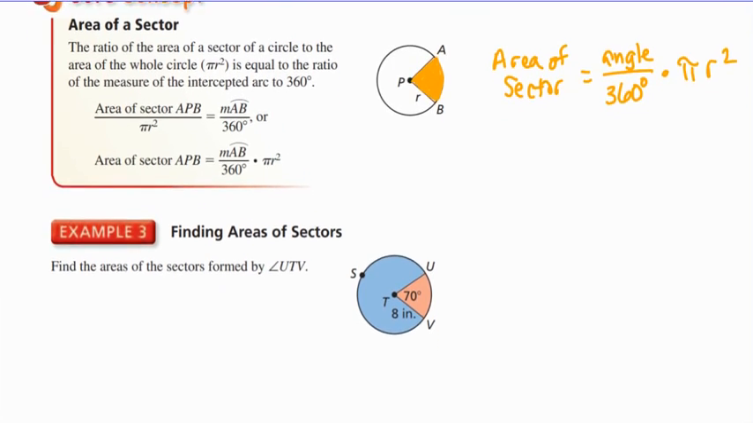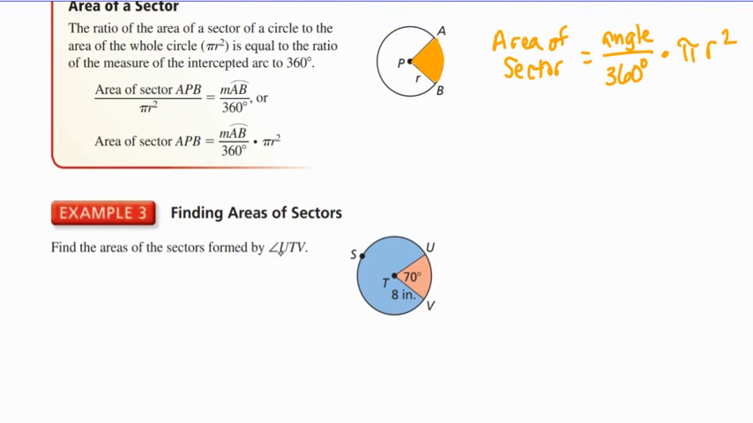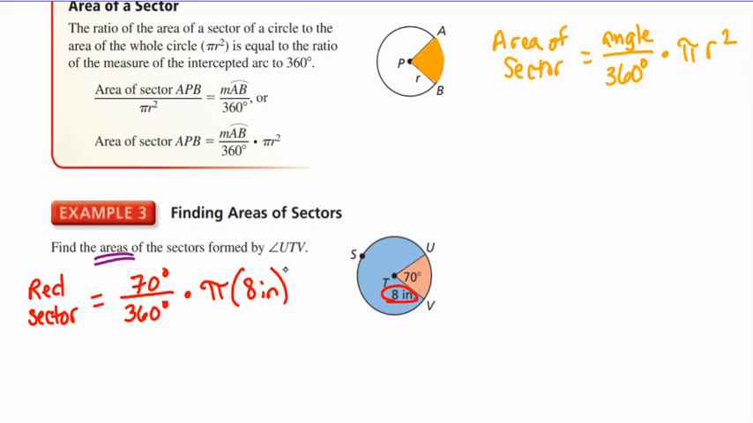When I want to find the areas in this problem down here, they mean both the blue part and the red part. I think that's supposed to be red. This red part already has an angle marked at 70 degrees. I'm going to find that one first. So the red sector is going to be equal to that 70-degree angle over 360 degrees, times pi times the radius squared. Well, the radius is 8 inches, so 8 inches squared.